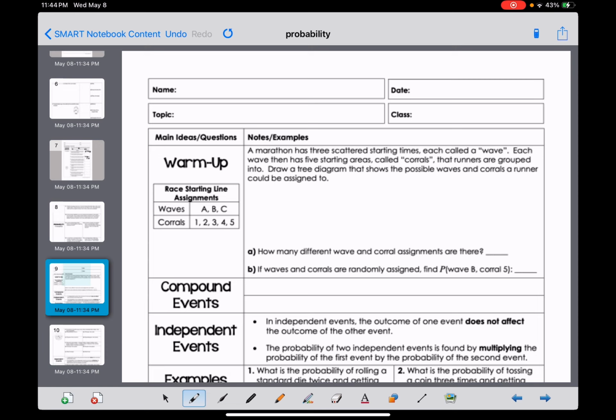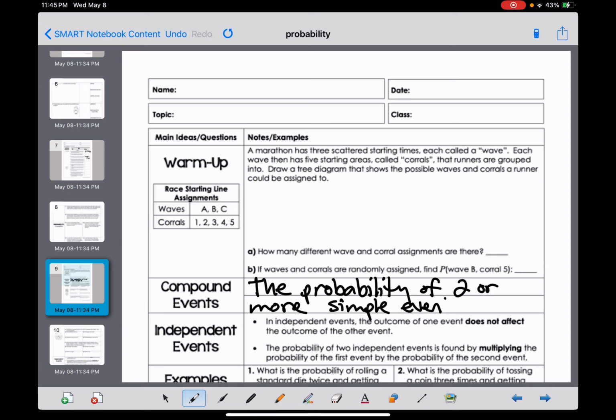So compound events is actually what I really want to talk about. This is whenever you find the probability of 2 or more simple events. In this case, you have independent events and you have dependent events.